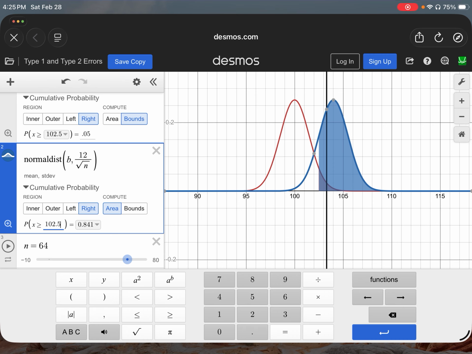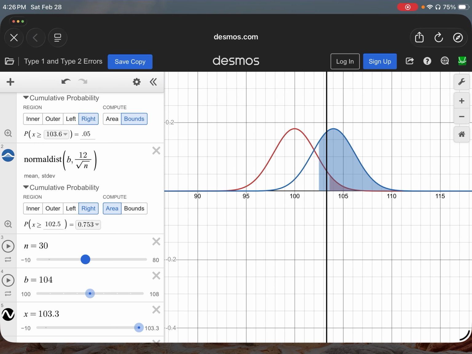Now, I got to be above 102.5 in order to reject the red one and accept the blue one. So that is the power. Remember, the blue shaded area is the power, and it just went up. I went from a size of 36 to a 64. I made it bigger, right there, and it increased.